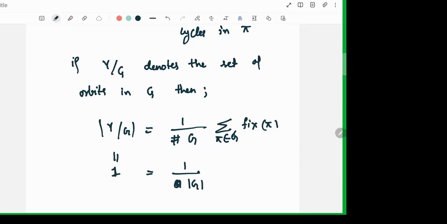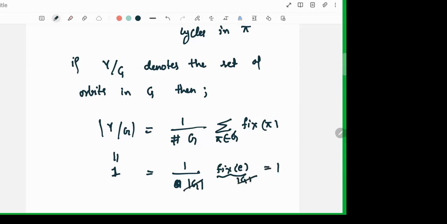So the cardinality of the identity element: the identity element fixes everything, and nothing other than the identity fixes anything. So only the identity fixes everything. So the fix of the identity is G itself, and nothing apart from the identity fixes anything. So this is the cardinality of G, which is basically 1.